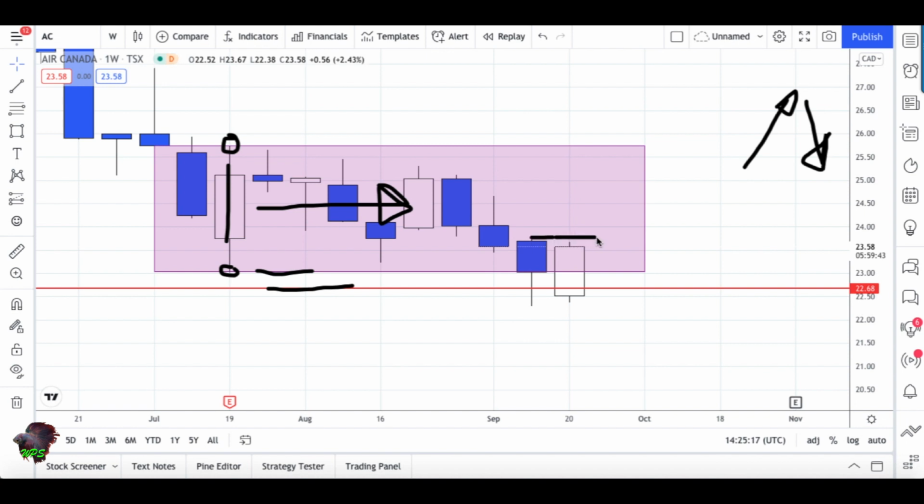Okay, I need it to break above and close a bit like that. That means there will be kind of a tweezer bottom. Tweezer bottom means, like this, two equal candles, basically. One black or blue and one fully white, which means they negate each other, right?